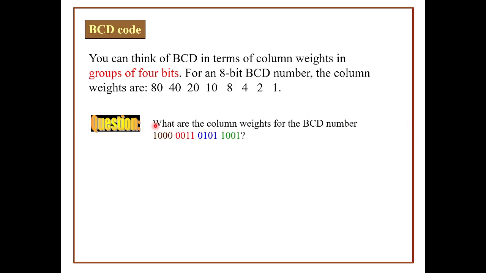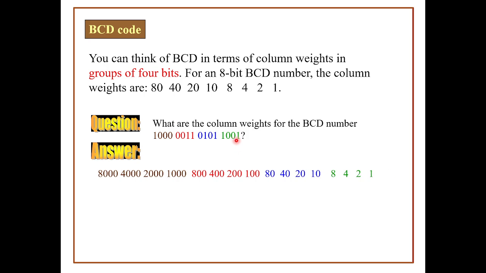So for example, what are the column weights for the BCD number 1000, 0011, 0101, 1001? Now let's see how we can do this. So now let me expand. We look into the green one. Okay, the first one, 1001.